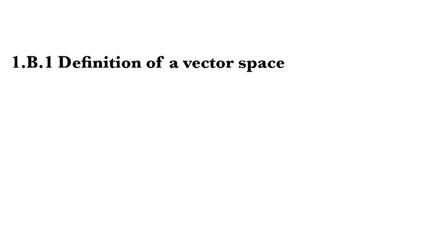So the definition of a vector space, let's define it. So a vector space, and I'll underline it here to indicate the term that I'm defining. So a vector space over the field F is a set V, and we'll reserve this notation V here.